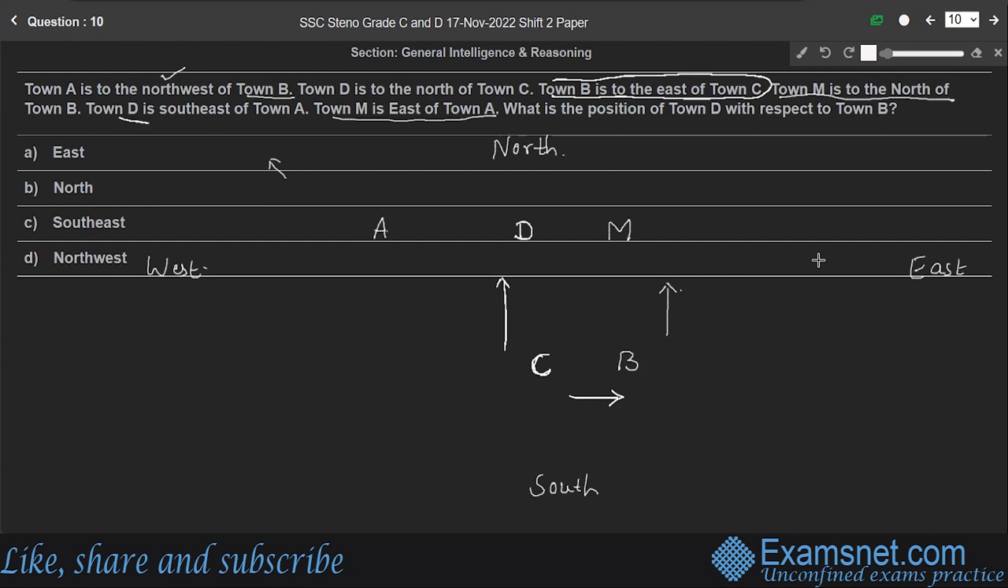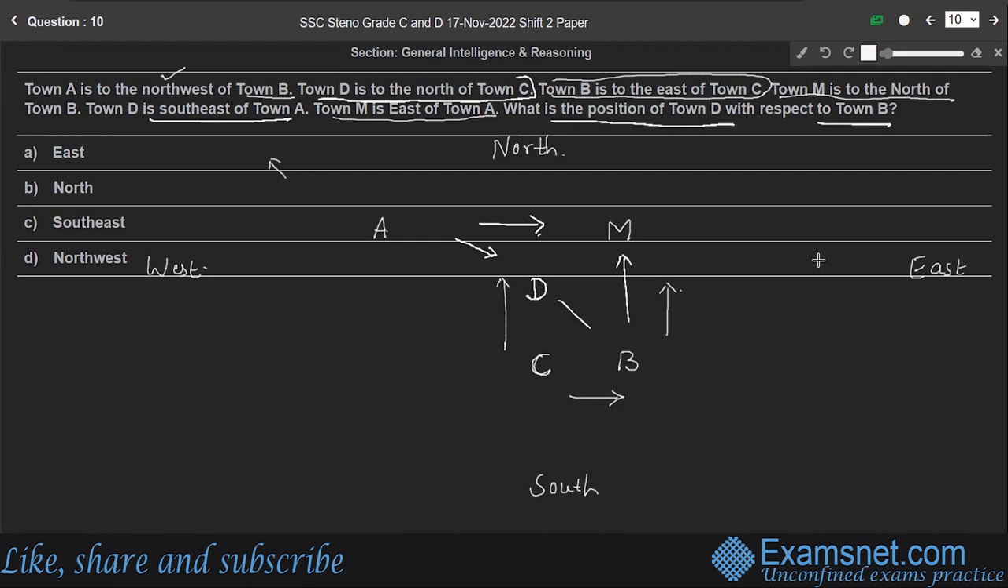And also, town D is southeast of town A. So, this is very important. Therefore, we have to consider town D here, southeast. Right? So, town D is southeast of town A means southeast means this direction. Right? So, what is the point left here? Town D is to the north of town C. This point got over. About town M, the points got over. So, about town B, yes, all the points got over. Right? So, town M is to the east of A. Yes. Now, the question is, what is the position of town D with respect to town B?